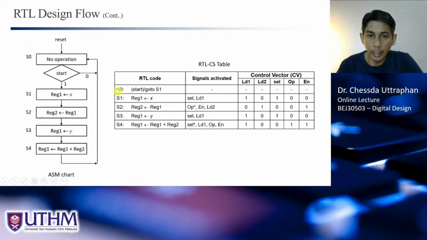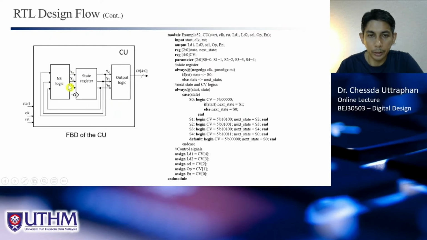So in our case, how many states do we have? We have 5 states. 1, 2, 3, 4, 5. So how many flip-flops do we need? Of course, we need 3 flip-flops or 3 bits in our case. So this should be our FBD of the controller. We have the start here, and we have clock, we have reset, and we have this. Okay, so this is a typical Moore state machine, right? And we have the control variables, which are 5 bits here.